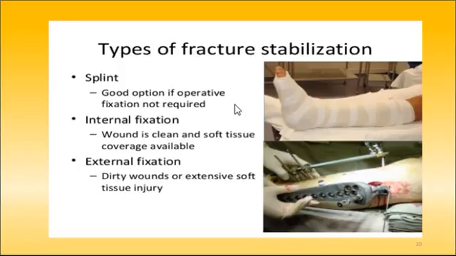This is just a picture talking about the different types of fracture stabilization. You can have a splint. Sometimes they do an internal fixation in surgery. This is an external fixation here, which we've covered in the past. External fixation here, it says dirty wounds or extensive soft tissue injury. If they can't take them to surgery, a lot of times they will have to do the external. They may later do internal.